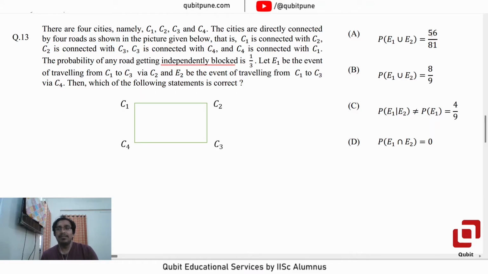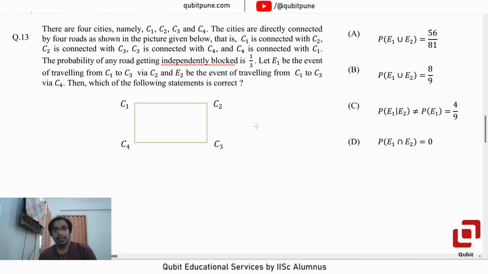Probability of union is 56 by 81. Probability of union is 8 by 9. So, well, one of them has to be incorrect. Probability of E1 given E2 is not equal to probability of E1, which is 4 by 9. Probability of E1 intersection E2 is 0.